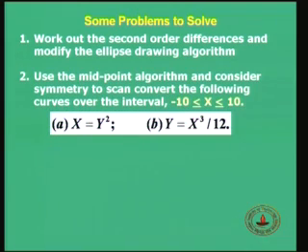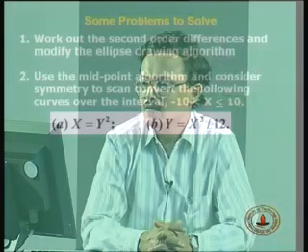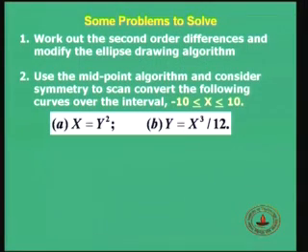The second task is to use the midpoint algorithm and consider the symmetry to scan convert the following curves in the interval -10 to +10, integer values between -10 and +10. The two curves are x equal to y square and y equals x cubed by 12. These are typically the case of a parabola or a cubic equation, unlike the case of a line or a circle or an ellipse. So, try to work it out, and you can probably come up with an algorithm to draw a parabola in addition to circle and ellipse, and also draw a cubic expression y equals x cubed by 12. But use the symmetry to find these curves between -10 to +10.